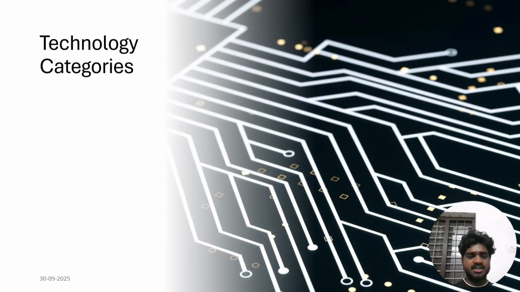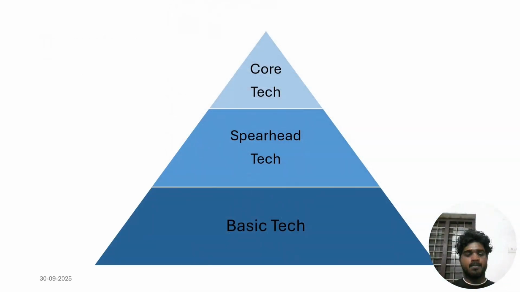Now we will discuss technology categories. There are three types of technologies we talk about. First is basic technology. This is the normal stuff that every company has and uses. Nothing special, just to keep things running. Then comes the core technology. This is the strong point of the company, the one that makes it stand out and compete better than others.